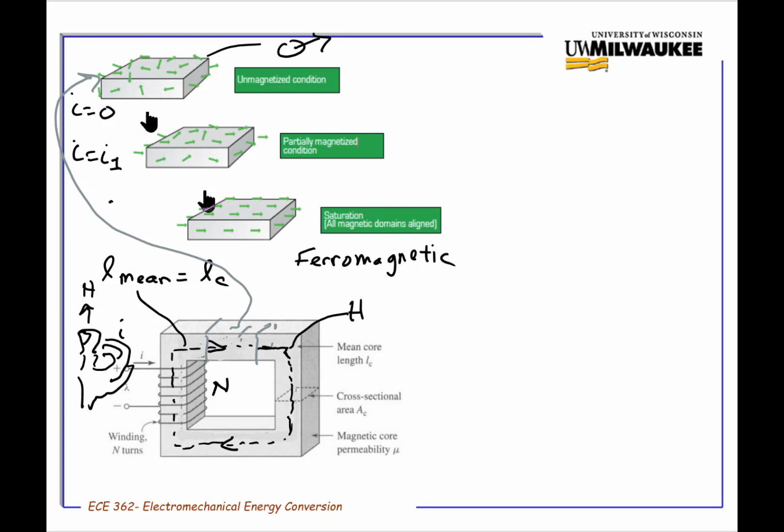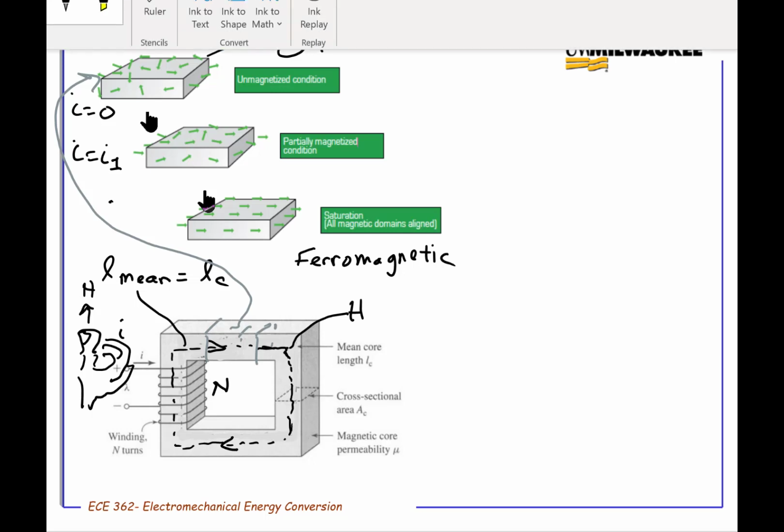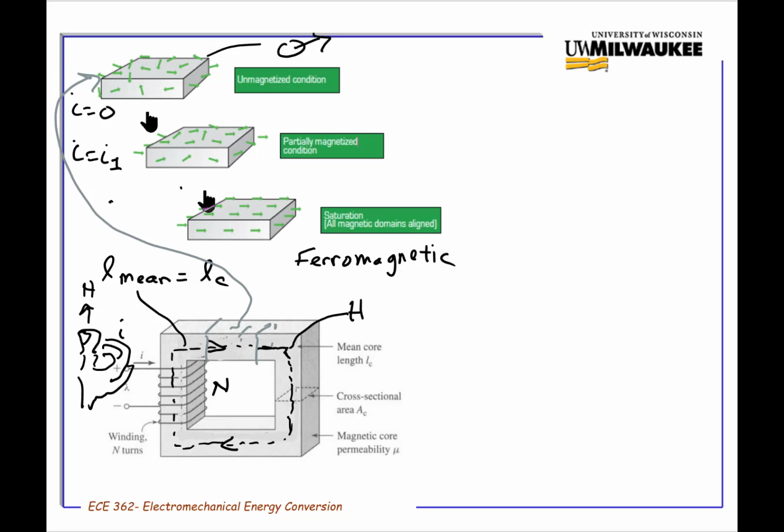And so at I1 I start to push because I've got my current going in that direction. You can see the arrows are starting to point generally in that direction. And then at some point, at a higher current, they're all lined up in the direction of the H, and the H also corresponds to the direction of the flux that's in the core.